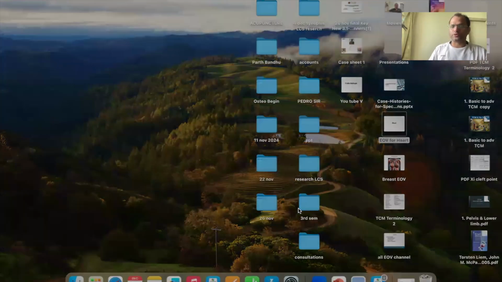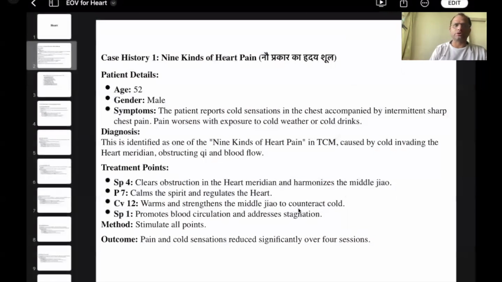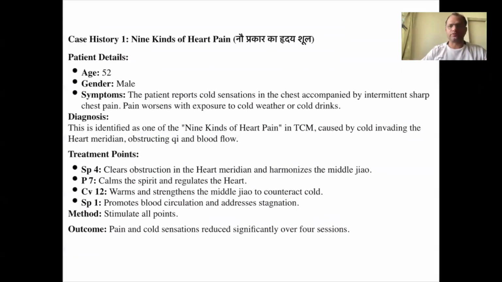Whether from exposure to the cold or the cold weather. The 52 year old person. So this also comes under the 9 kinds of heart pain as per the TCM.